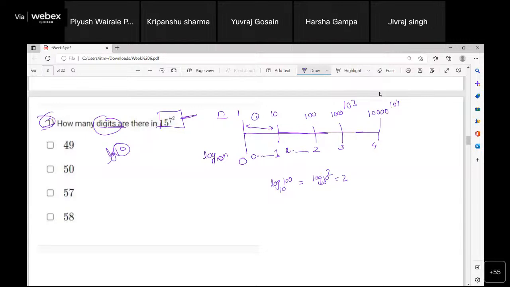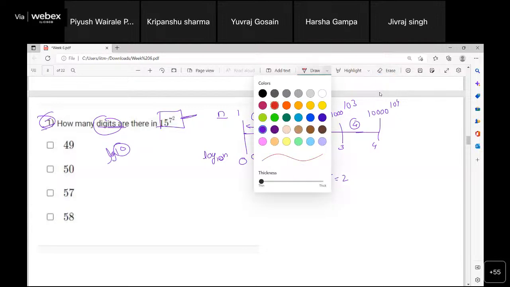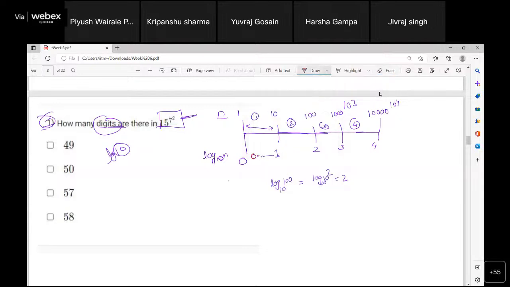Here I have one digit. Here I have two digits, like 11, then 29, 59, 99. Similarly, here I have three digit numbers from 100 to 1000. And here I have four digit numbers from 1000 to 10,000, right? Let me use a different pen. The log value here is 0 point something, here 1 point something, here 2 point something, here 3 point something.